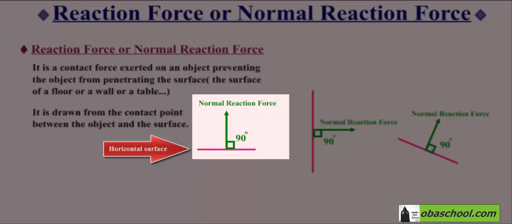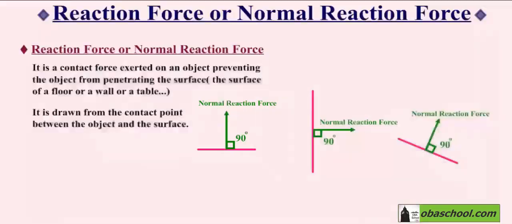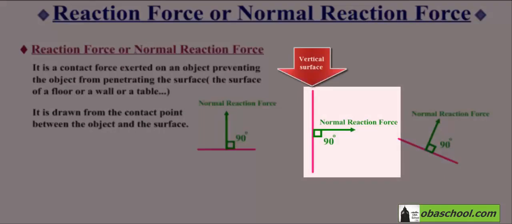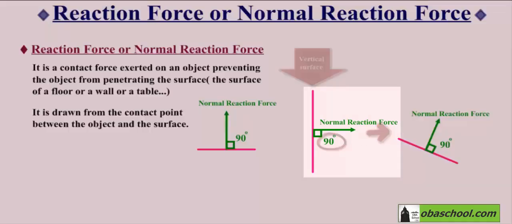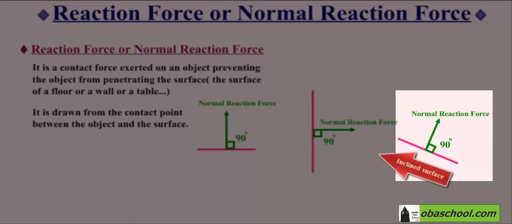If we have, for example, a horizontal surface like we have here in the first picture, the normal reaction force will be this way, from the point of contact between the surface and the object and perpendicular to the surface. Let's say we have a vertical surface. The normal will be from the contact point and 90 degrees on the surface. Also, if we have an inclined surface, we start drawing the normal reaction force from the contact point and perpendicular to the surface that we have.